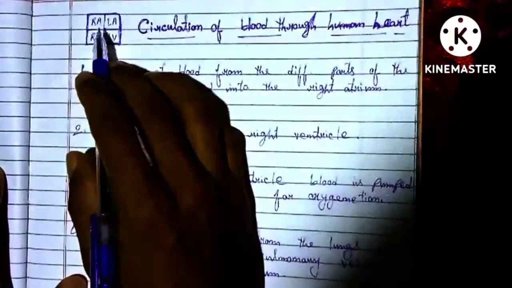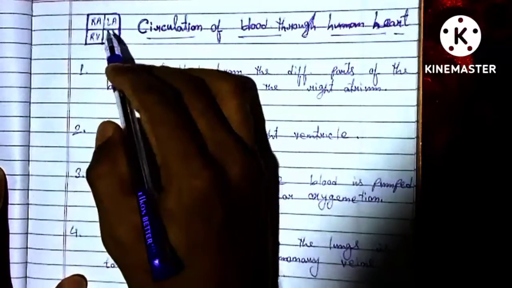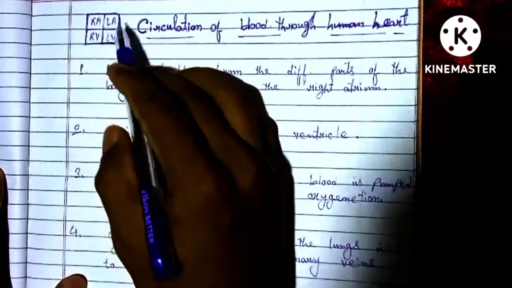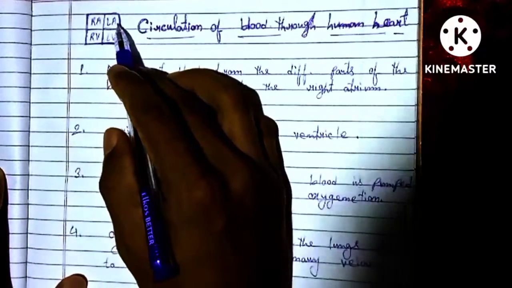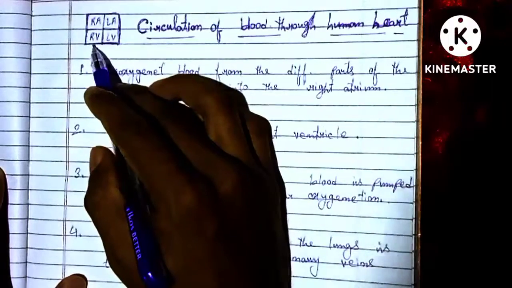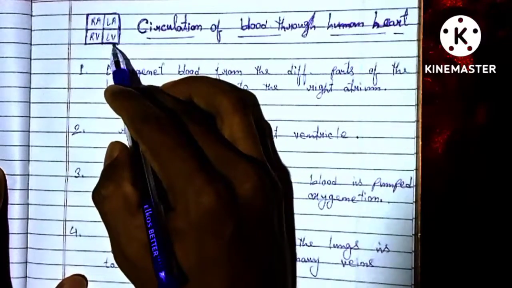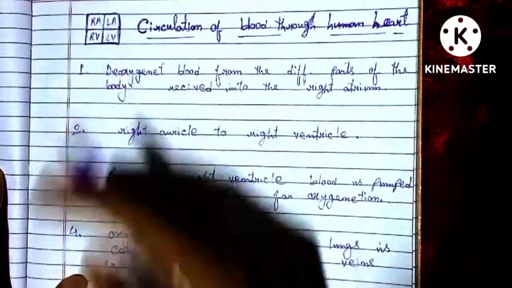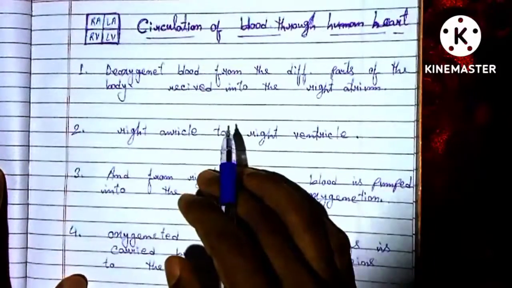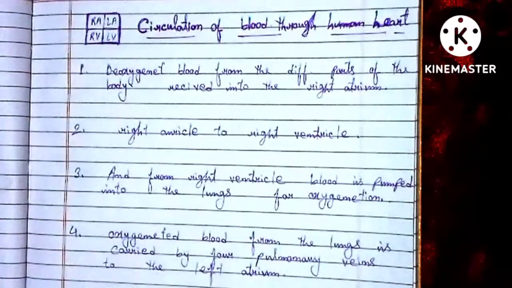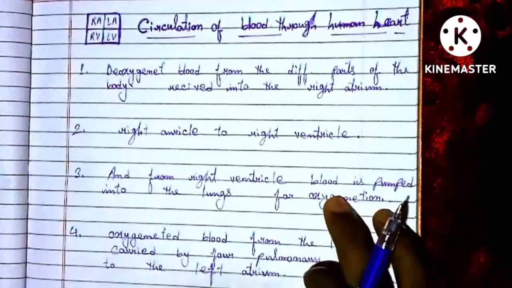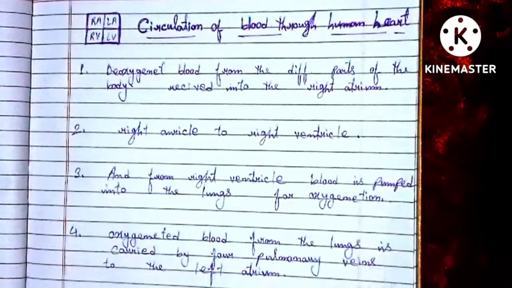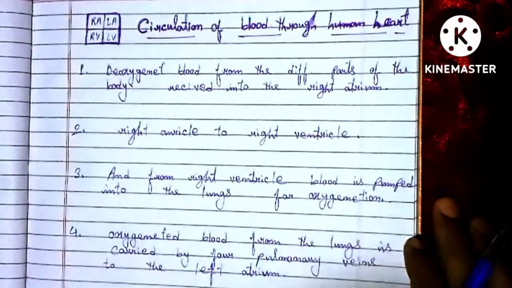Take it as a heart, and this is the right auricle or atrium, and this is the left auricle or atrium. And the lower two parts are the right ventricle and the left ventricle. This is like a mirror image of left and right. So now, how does blood circulate through the human heart?